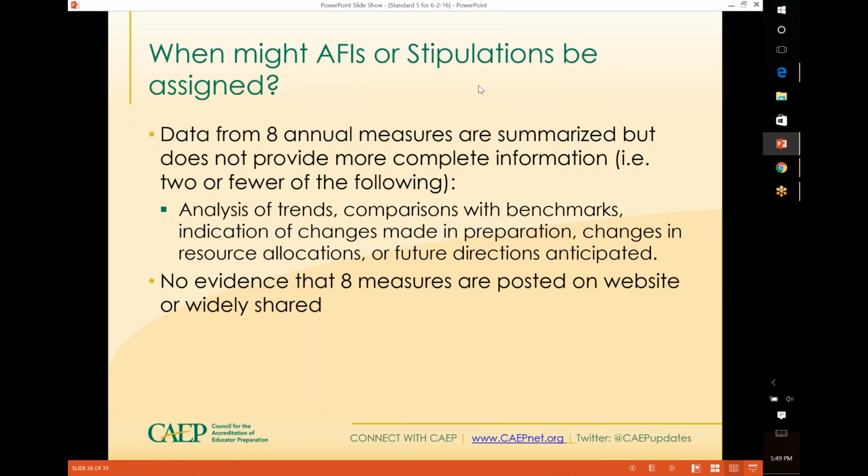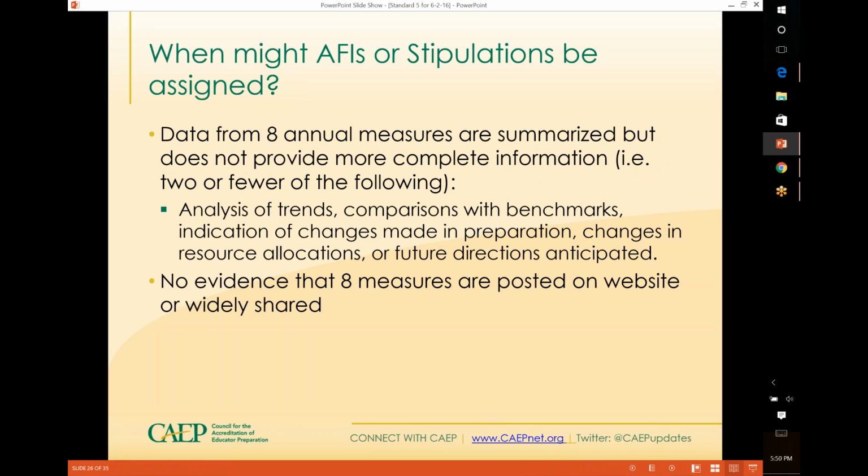When might AFIs or stipulations be assigned? I'm going to start from the bottom here and say that they can't find that these 8 measures are posted on your website, and you don't provide any evidence that you share the data from those 8 measures widely. If they can't find that the data are summarized, or they find that they're summarized but there's nothing more complete than that. If you just say, well, here's a summary of how our completers are doing on these 4 areas, they're really looking for, as I have underscored a number of times at this point, an analysis of any trends. You can determine comparisons with benchmarks, changes for the future, etc.